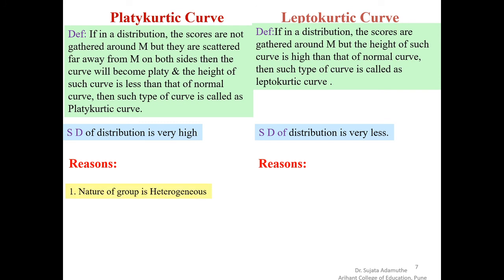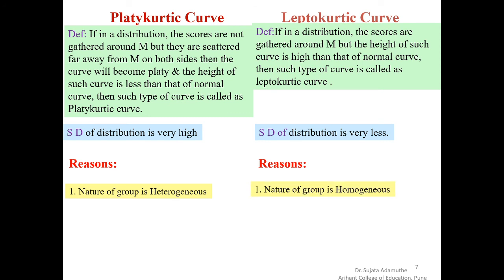See here, if the nature of the group is heterogeneous, that means all types of students are there. They are not distributed normally. That means any kind of student ability is there. Some students have the lowest ability, some have the highest ability, and some middle level, average. All types of students are there. Then the nature of the group we can call heterogeneous and automatically the curve will come platykurtic. That means they will be distributed all over the group.